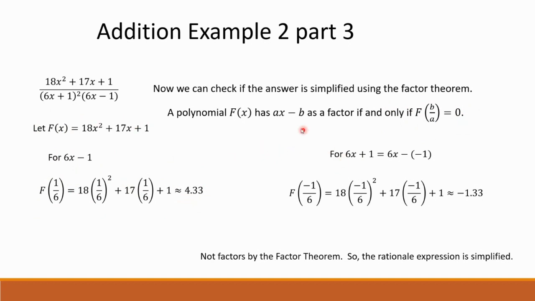We could do the same thing for 6x plus 1, but notice here we have a minus, right? We have to have subtraction. That's why I rewrote this as 6x minus minus 1. So in this case, we have our b is negative 1, and our a is still 6. And again, if you do that, f of this turns out to not be 0. So this is also not a factor. Well, if 6x minus 1 and 6x plus 1 are not factors of the numerator, that means this is simplified and there's nothing else to do with this example.